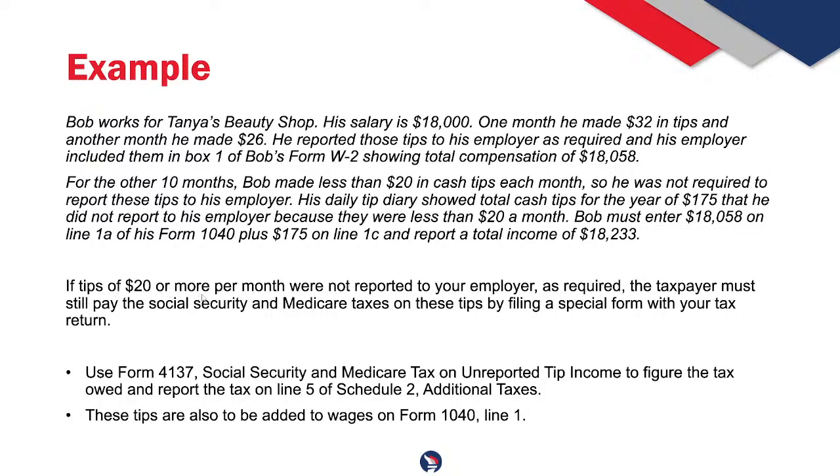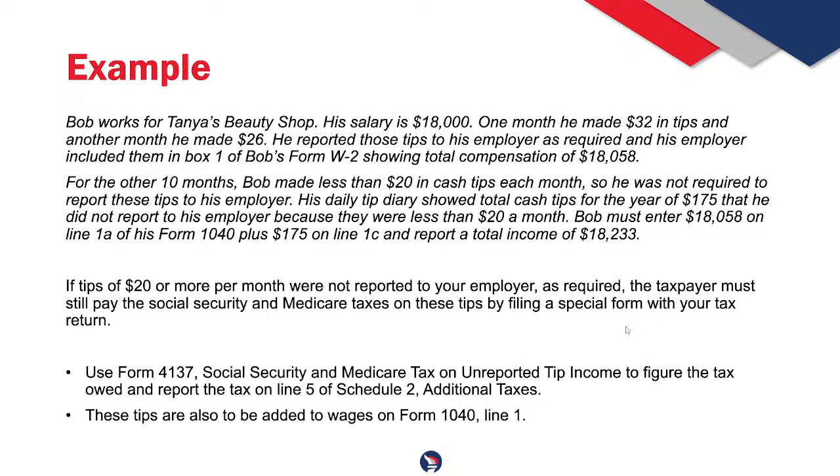If the tips of $20 or more per month were not reported to your employer as required, the taxpayer must still pay the Social Security and Medicare taxes on those tips by filing a special form with your tax return. That's 4137. That way you get credit to your Social Security and your Medicare accounts for what you did actually pay into it. A little bit now, potentially a better return for you later.